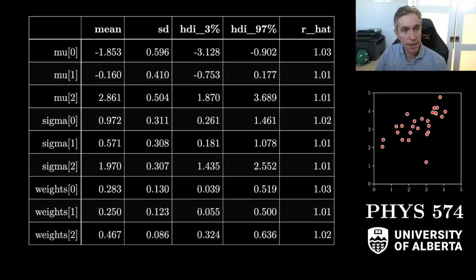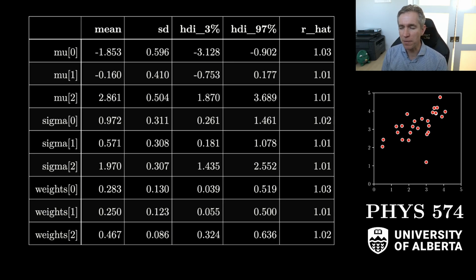We can take a look at the summary here, and you see the mean values for the 3 means, the 3 widths, and their relative weights all are consistent with roughly what we put in. Certainly it's spanned within the HDI, and you get nice R hat values. Maybe we need to run a little longer to get the chains to settle in. So that's all. Pretty good.